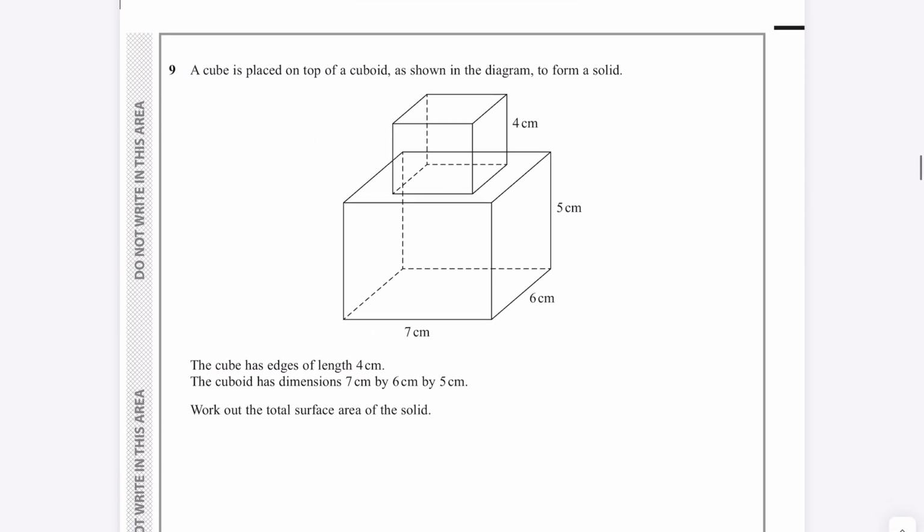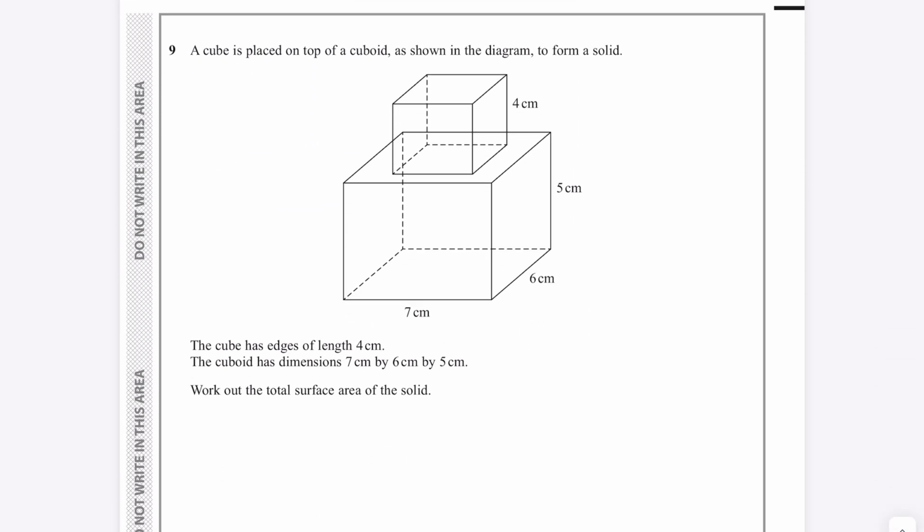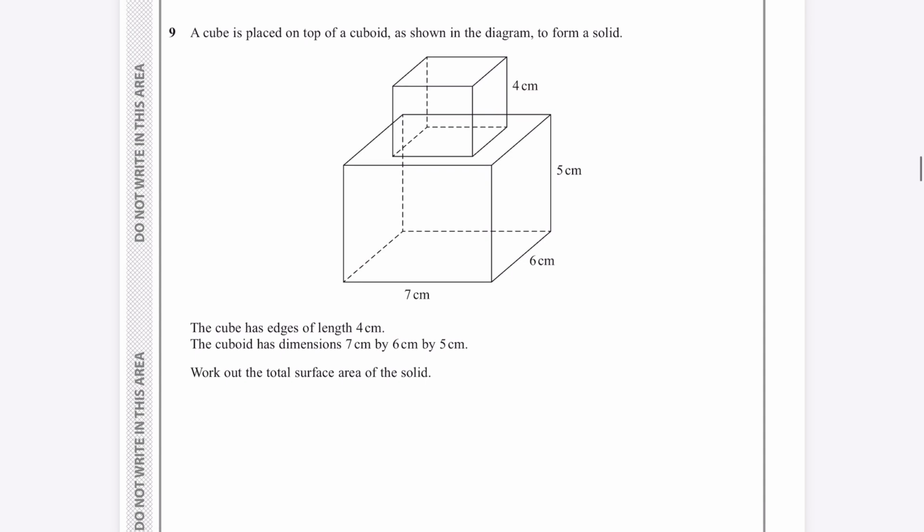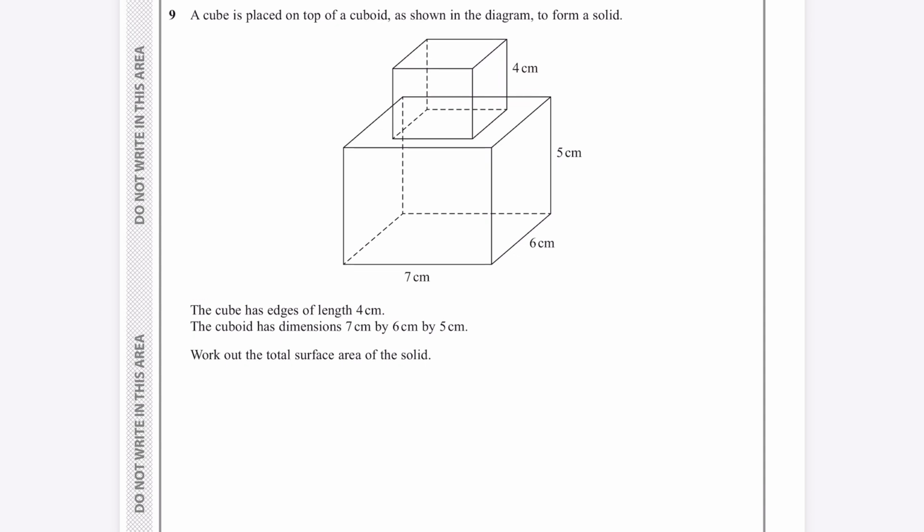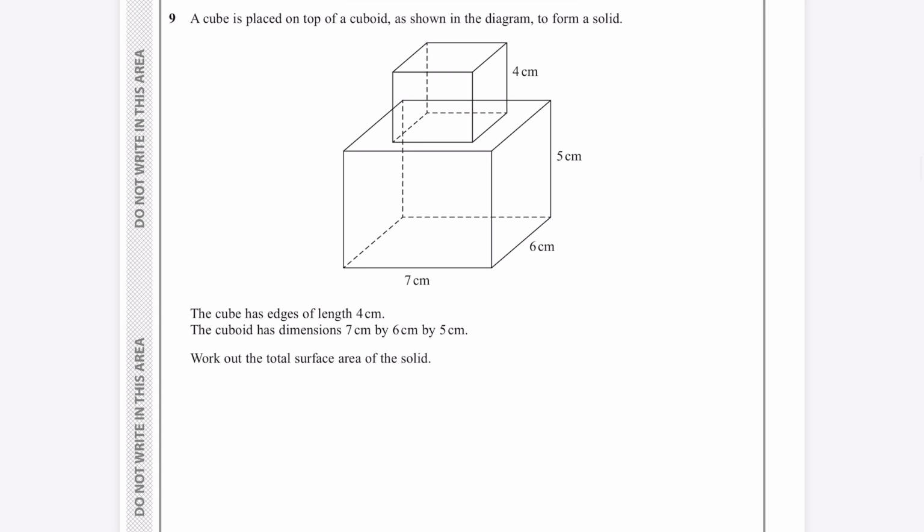So question 9, we have a cube at the top, which is placed on top of a cuboid, and we're asked to find the surface area. There's just one bit that you need to be careful with in this question. We'll come on to it in a little bit more detail, but this section here at the top surface, you should colour the back in as well.